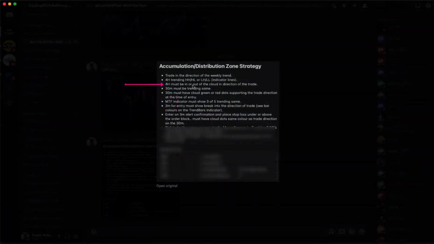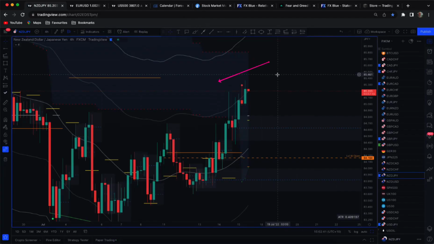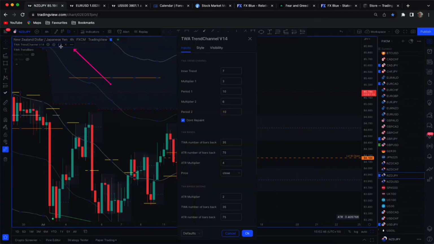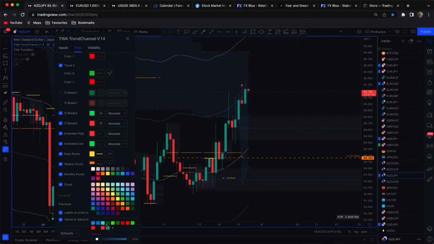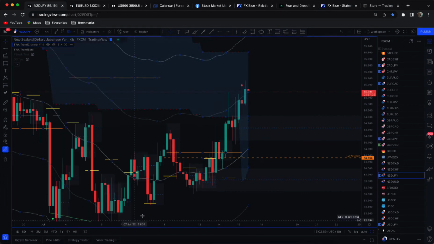The 4 hour must be in or out of the cloud in the direction of the trade. This is the cloud. If we go into the trend channel here, go to the style, there's your cloud, and you can bump that up so we can see it. In or out of the cloud in the direction. So it's a bullish trade we're looking for.